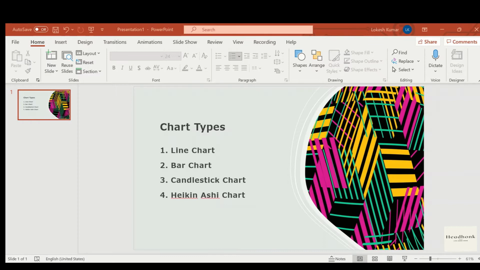Hi friends, so today we are going to learn about chart types. There are many charts that traders refer to, however, these four are the ones that are famous, and these are line chart, bar chart, candlestick chart, and Heikin-Ashi chart. We will have a look at each one of them individually and we will see how these are formed, what all information they provide. So without further delay, let's jump into these chart types.